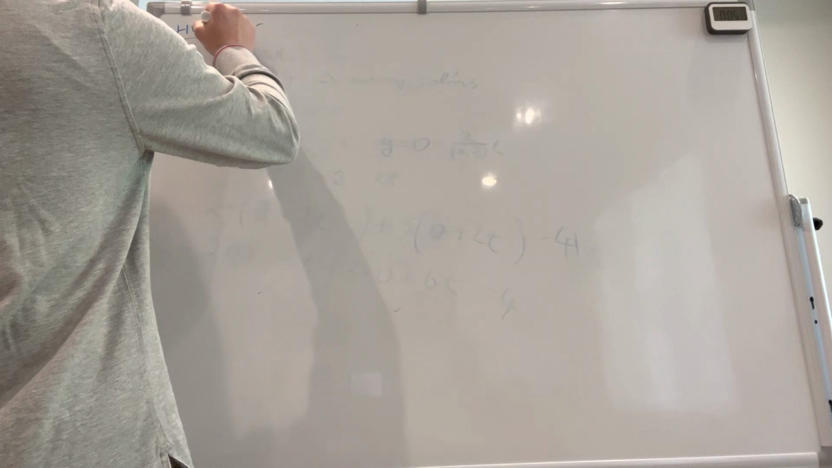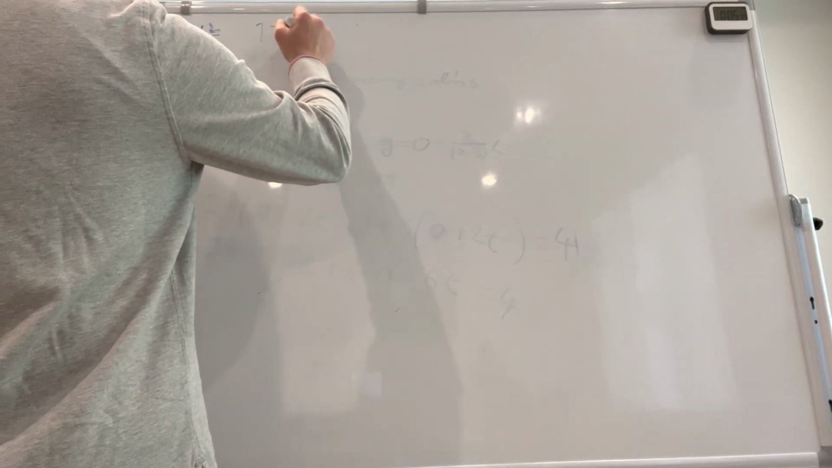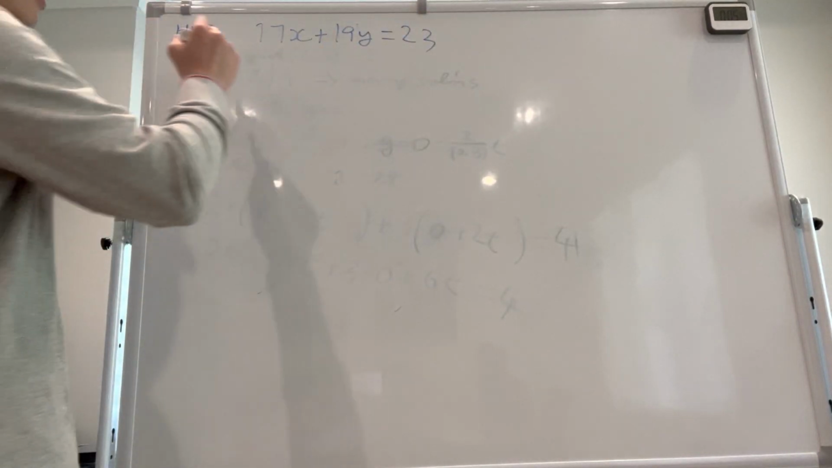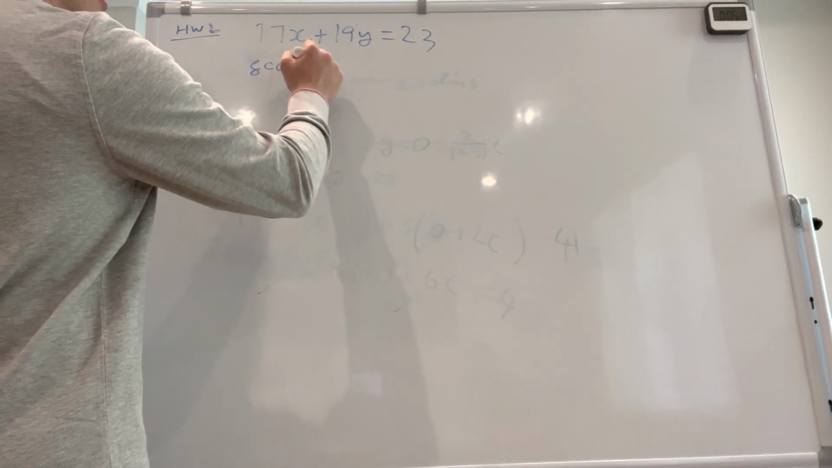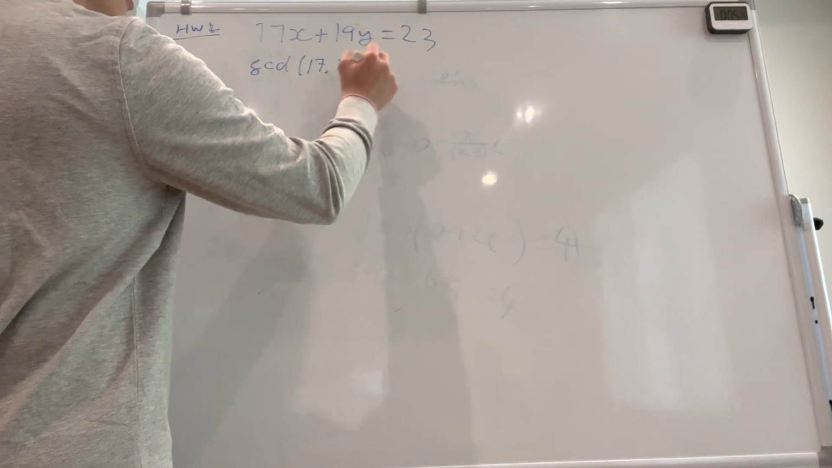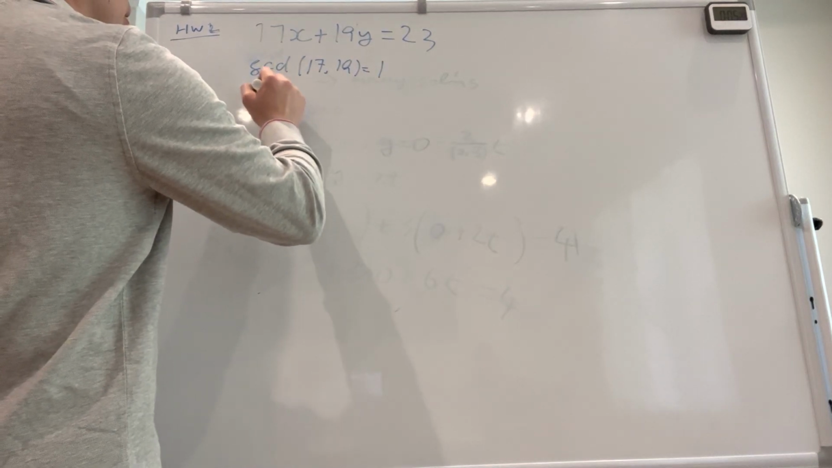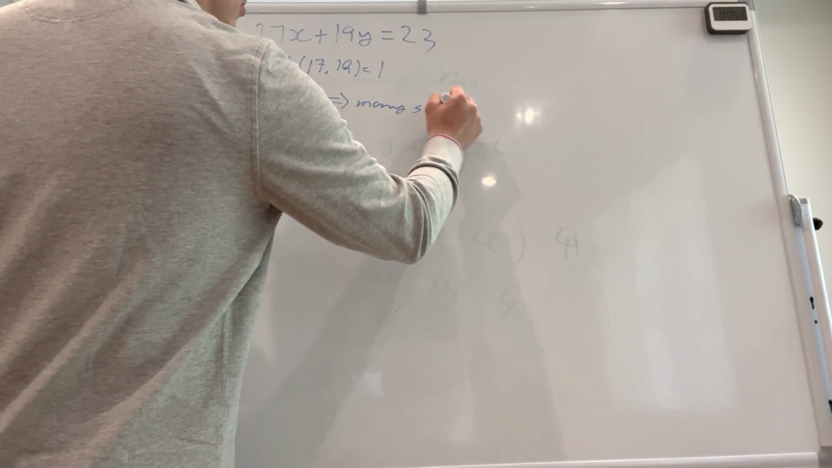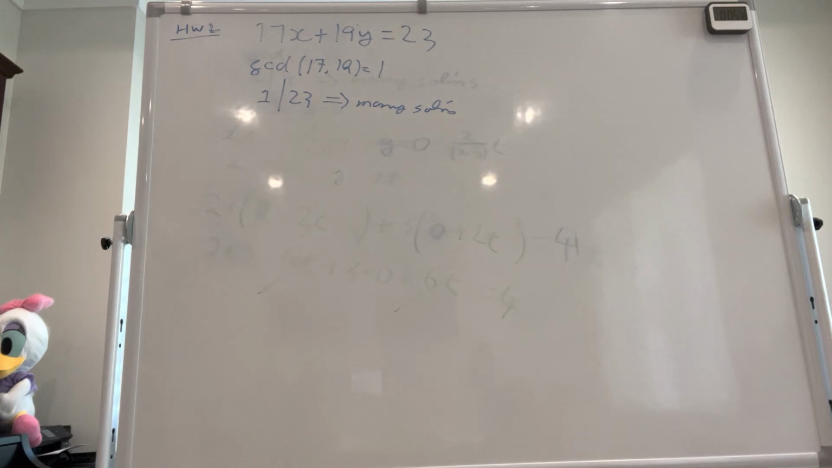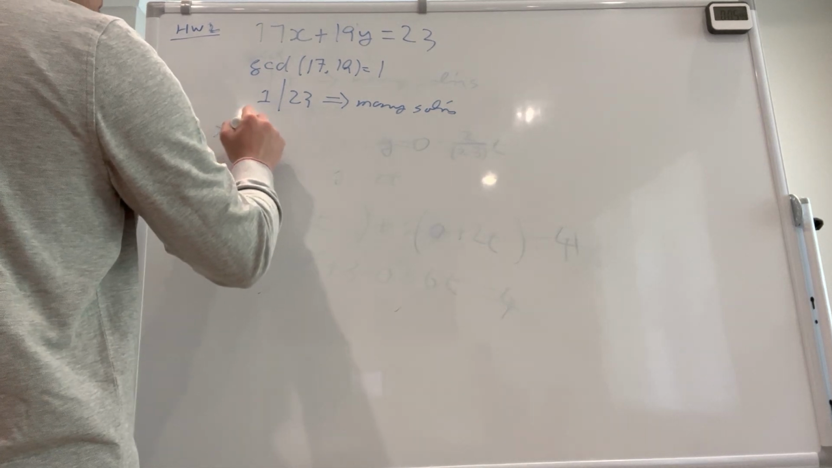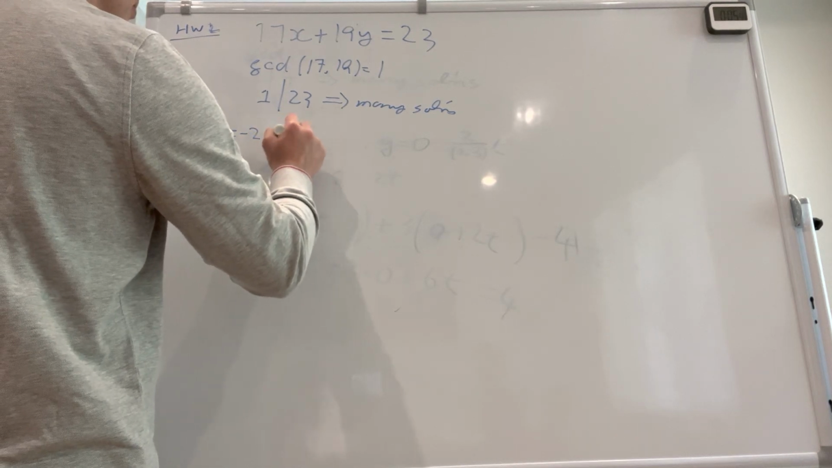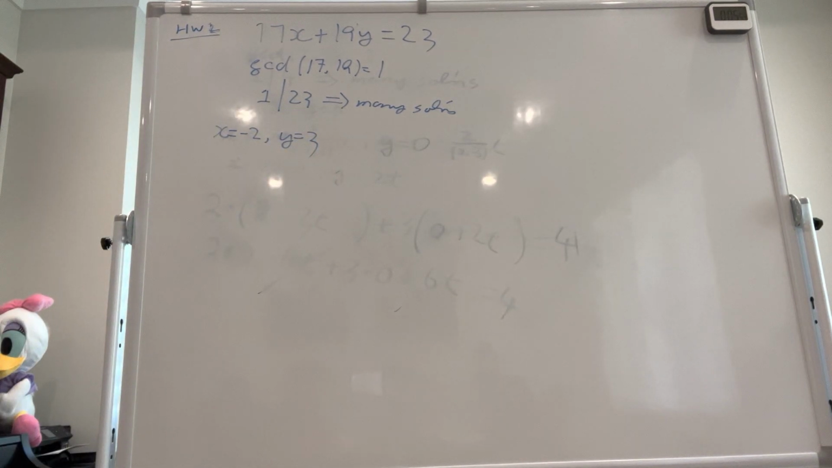The second one I want to go through is this: 17x plus 19y is equal to 23. Again, first step, you do the GCD. The GCD of 17 and 19 is 1. And because 1 divides 23, you know you have many solutions. Can someone give me the solution of x and y, if you still remember? -2 and 3. Yeah, x is -2, y is 3, right?